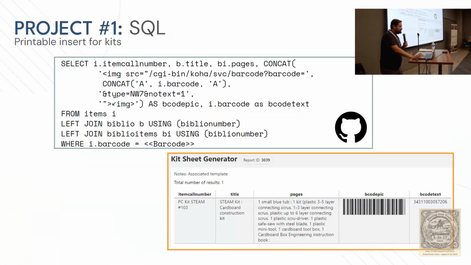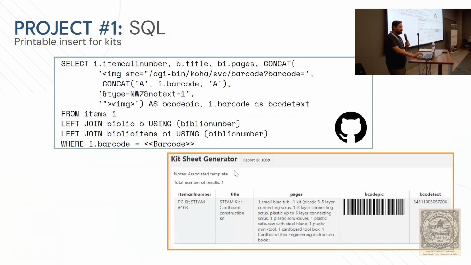The SQL is fairly basic. So we're pulling a call number, title, pages. The scariest part is this barcode one because it's generating the image for me. And then I've also got the barcode itself to add as text. So whenever you're approaching one of these, you need each piece of information you're wanting to show. So that's what I've got here.